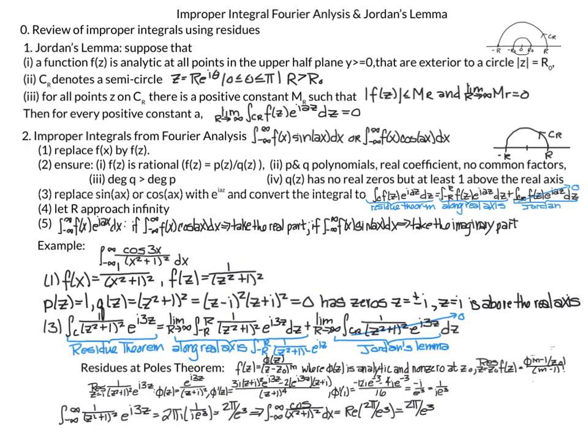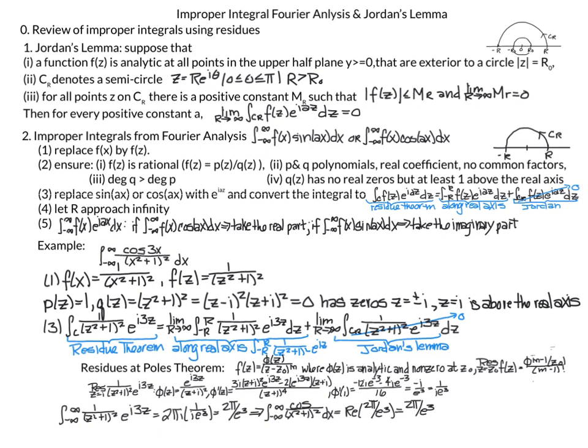So what we just discussed is over here. This is point number 5, or step number 5 on our overview slide. If we want the integral of f of x cosine ax, we take the real part of this integral of f of x e to the i ax. And if the integral is f of x sine of ax, we take the imaginary part of our integral of f of x e to the i ax.